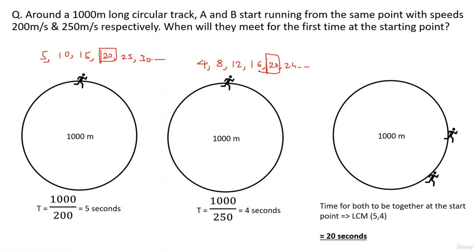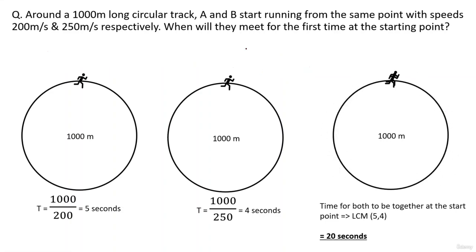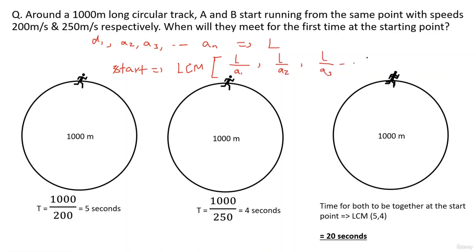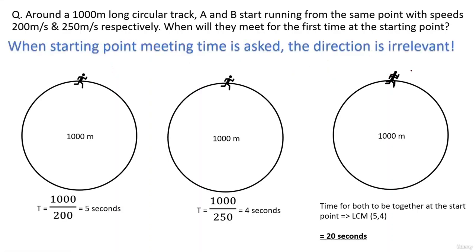So you can remember this as a direct formula or direct relation right now. If there are n number of people, let's say their speeds are a1, a2, a3, a4 up to an, and the track length is L, after how much time will they meet at the starting point? They will meet after the LCM of the individual timings L upon a1, L upon a2, L upon a3, up to L upon an.